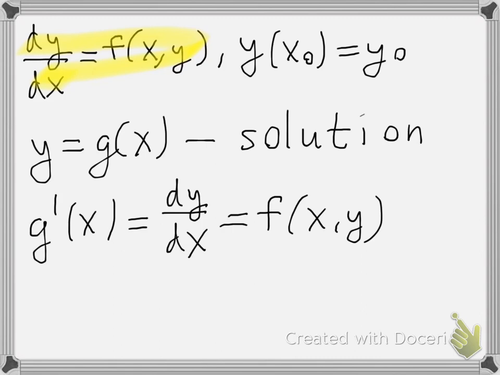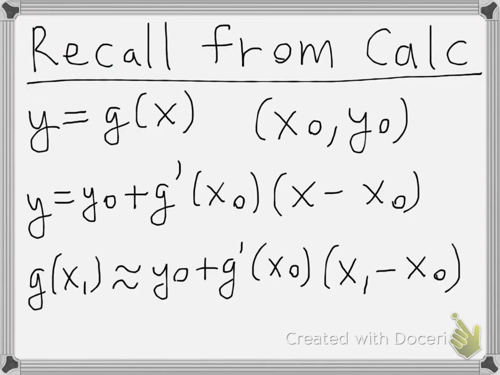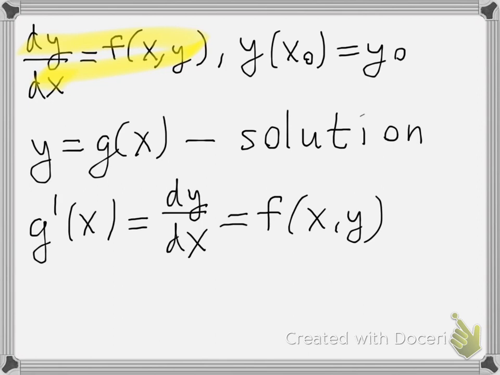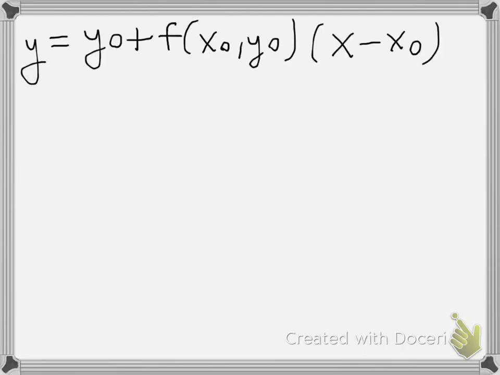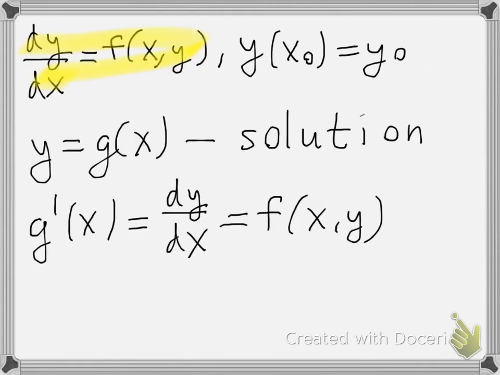So if we use the equation of the tangent line from the previous slide, that g of x1 is approximately y naught plus g prime of x naught times x1 minus x naught, and we plug in the fact that g prime of x is the same thing as f of x, y, we obtain the following formula for the equation of the tangent line to the graph at the point x naught, y naught. It's y equals y naught plus f of x naught comma y naught times x minus x naught, and this is because g prime of x naught is the same thing as f of x naught, y naught from this equation right here.